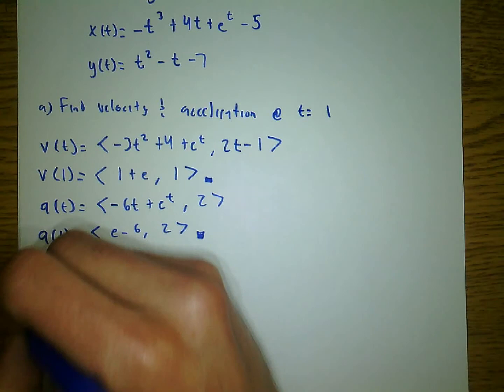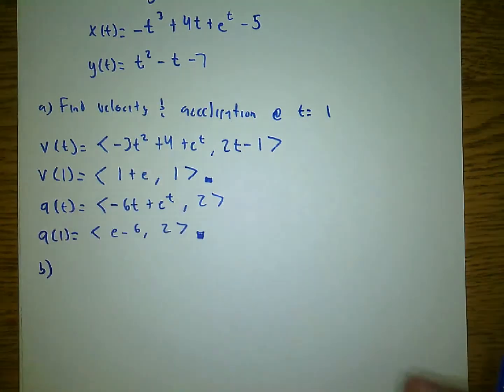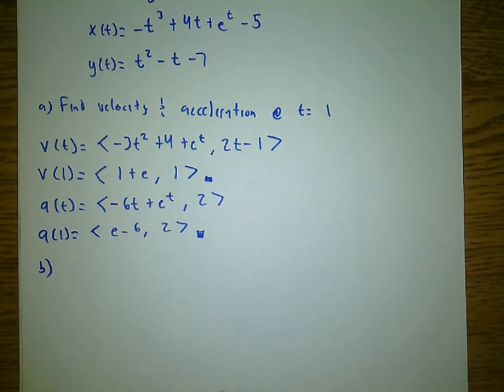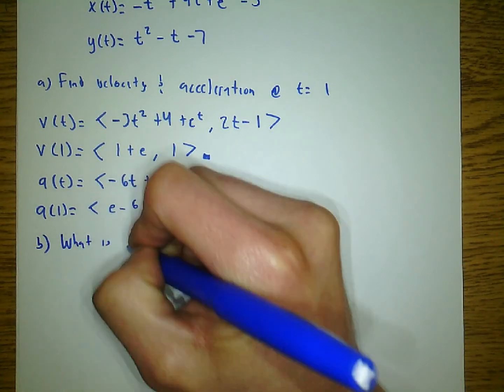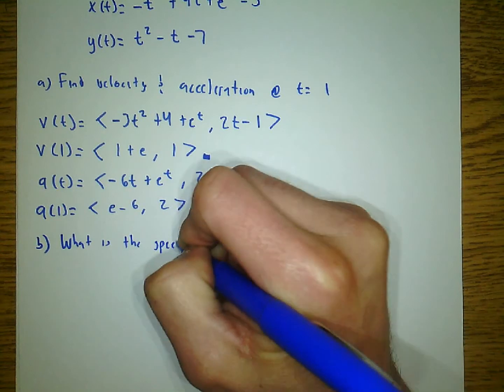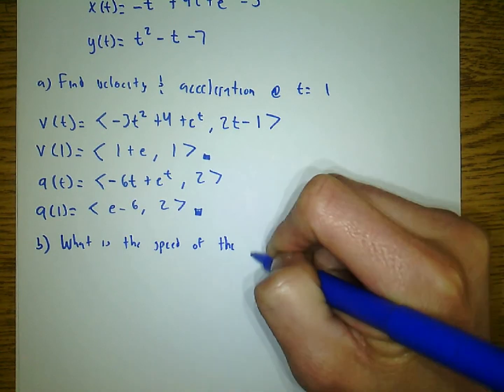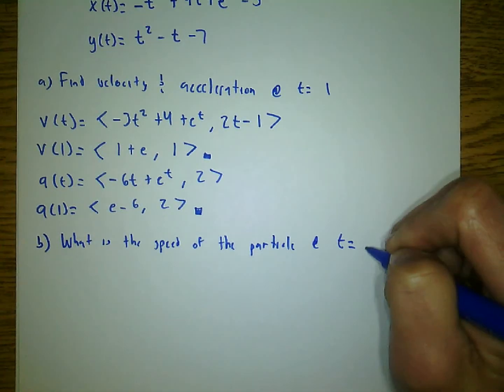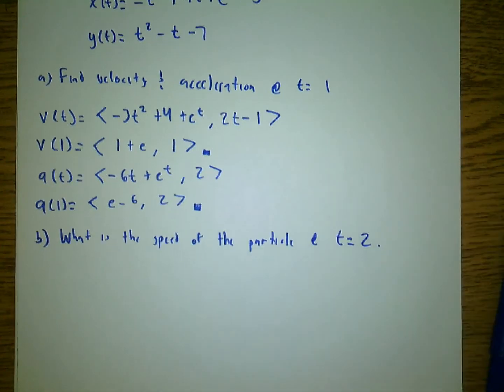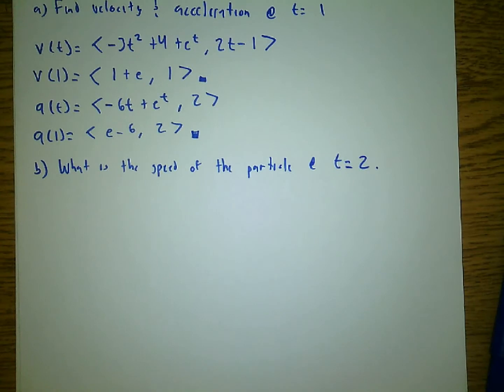All right, part B. We are going to be asking you for the speed. So part B says, what is the speed of the particle at t equals 2? If I want to find the speed of the particle at t equals 2, then I need to find what? The magnitude of velocity.